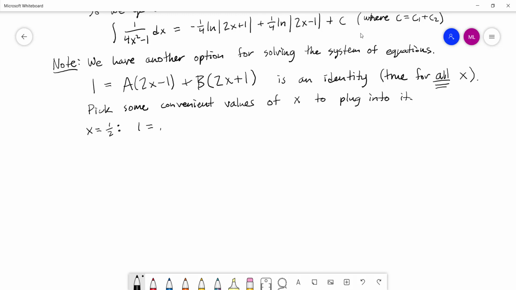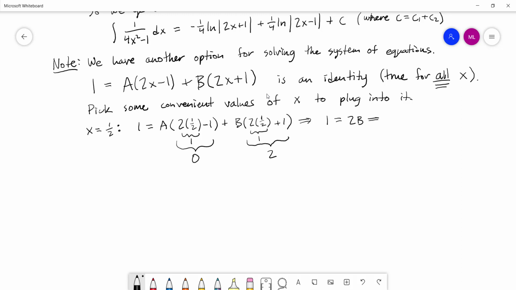It becomes 1 is equal to a times 2 times 1/2 minus 1 plus b times 2 times 1/2 plus 1. And this becomes 1, this whole thing becomes 0, and we wind up with 1 is equal to, the a term is entirely gone. This term will simplify. Again, this is a 1. I'm going to add it to the other one, and we'll get 2. So 1 is equal to 2b. And from there, solving for b, we get that b is equal to 1/2. Same thing we got before.